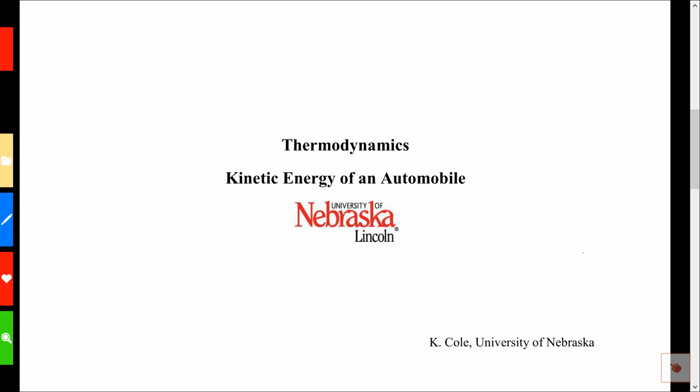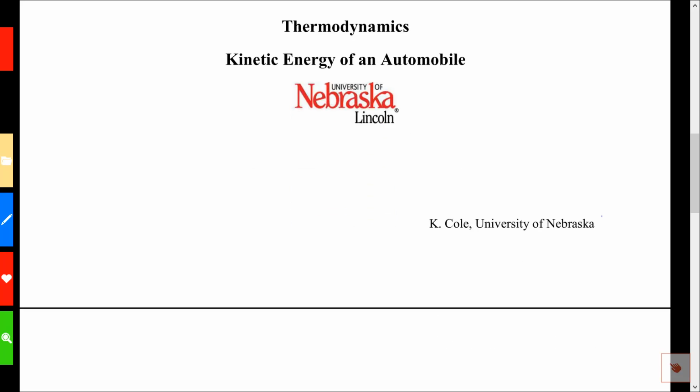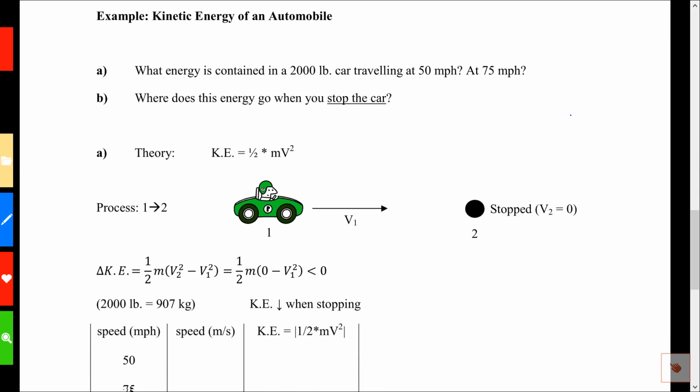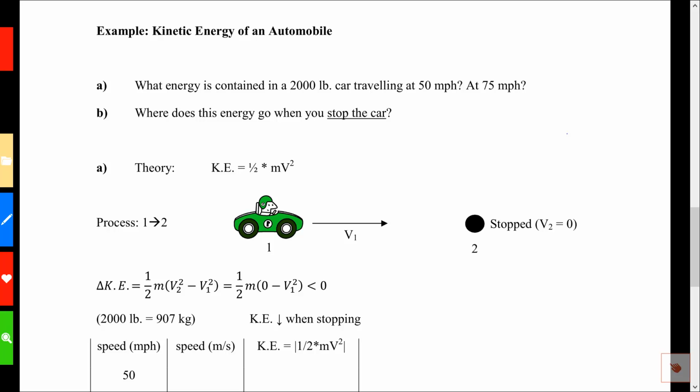This is Kevin Cole at the University of Nebraska. The topic is thermodynamics, and the example is kinetic energy of an automobile. What energy is contained in a 2,000-pound car traveling at 50 miles an hour or 75 miles an hour? And where does that energy go when you stop the car?